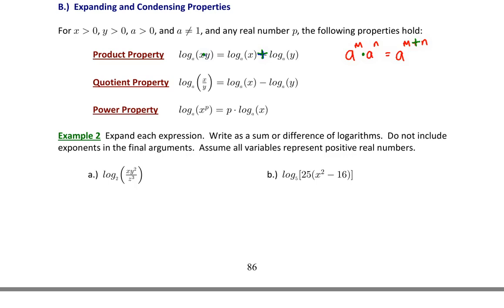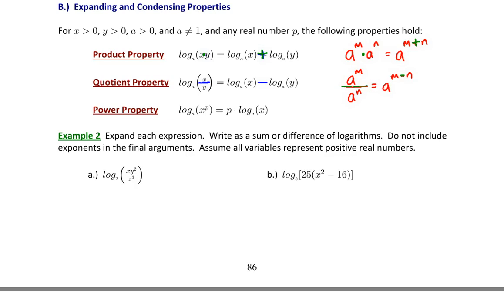This also occurs with our quotient property. We have log base a of x divided by y. And we're going to convert this into log base a of the numerator x minus log base a of the denominator y. So division between the arguments of a logarithm converts into subtraction between the individual logarithms. You know a similar property with exponents, that is, when we're dividing like bases, we subtract the exponents. So division in one location converts into subtraction in another location.